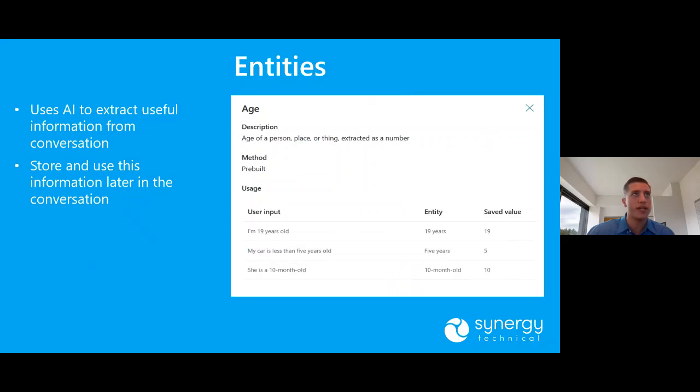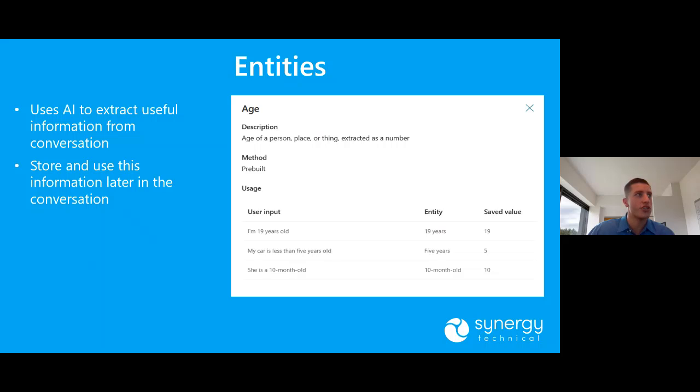We also have something in Power Virtual Agents called entities. Entities allow us to extract different pieces of information from the conversation your user has with the chatbot, so you can use this stored information later on in the conversation. On this slide, you'll see the age entity. There are a bunch of different entities in Power Virtual Agents, as you'll see a little later on, but this is just one that I have as an example here.